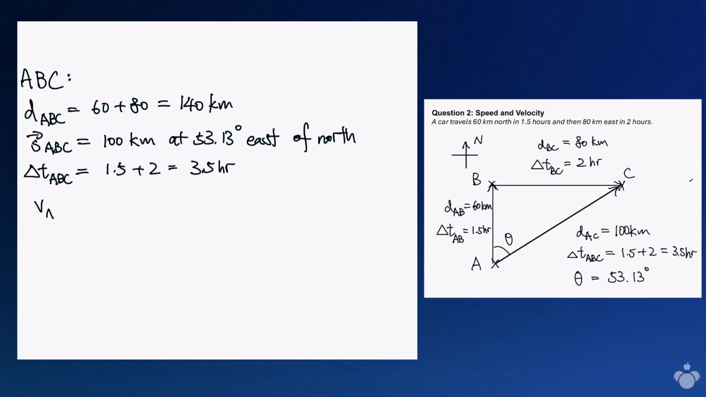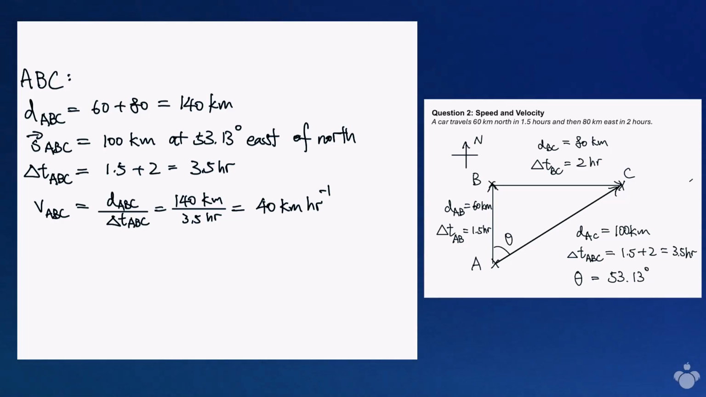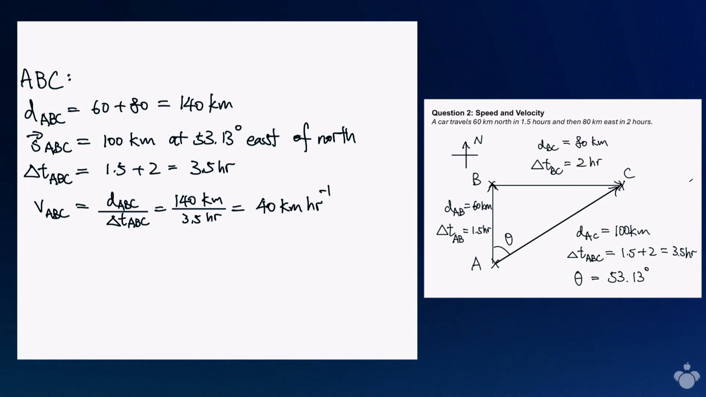The average speed for the journey is based on the total distance and time, which is distance ABC over delta T ABC and equals 140 km over 3.5 hours, giving us 40 kilometers per hour. The average velocity is determined using the total displacement and the total time taken. To begin, we calculate the magnitude of velocity for the entire journey, ABC.